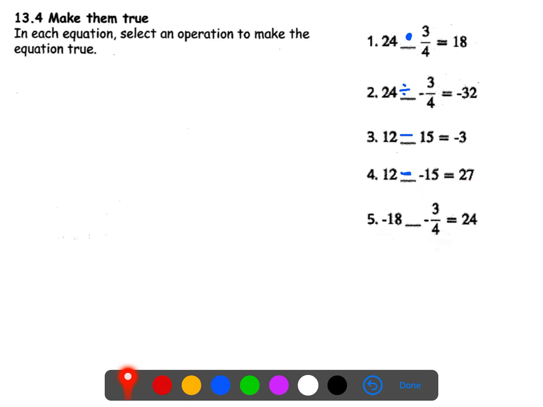Finally, we've got two negative numbers. We're trying to get a positive number here. So having the same signs, we're either going to multiply or divide to get a positive number. If we multiply, just like what happened up here, we get something smaller. So we have to divide to get a larger value there.